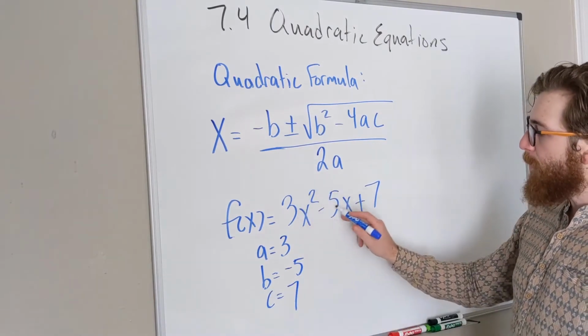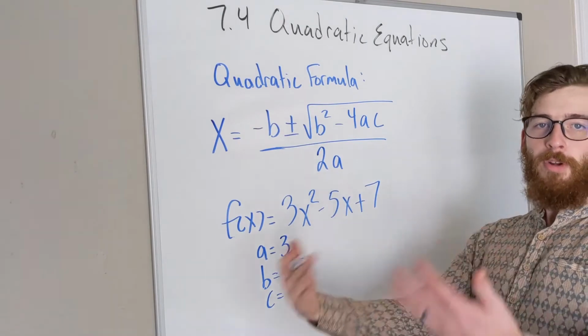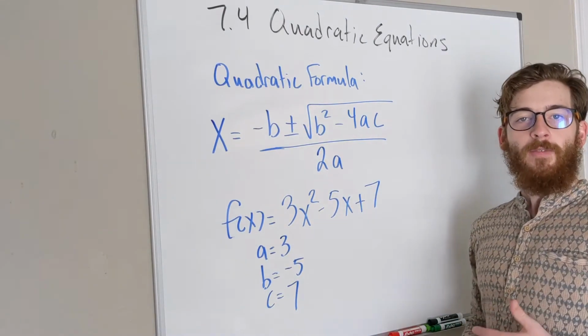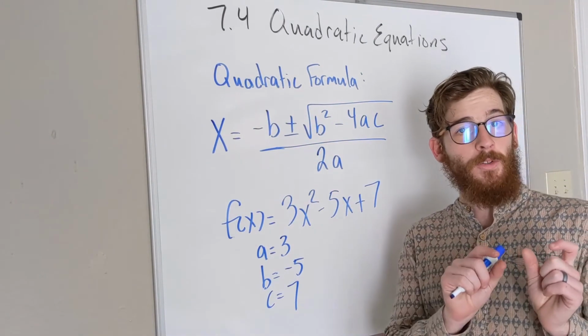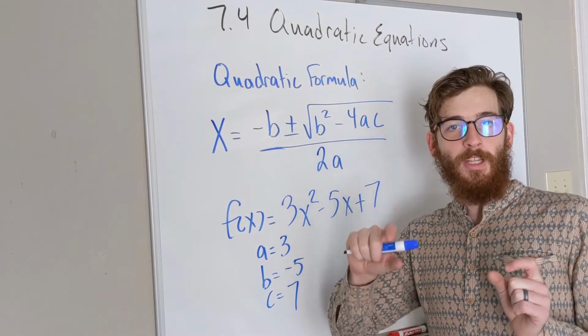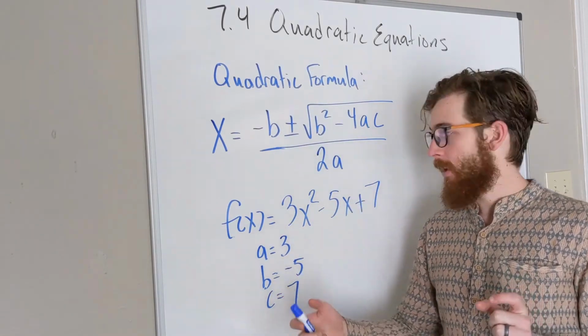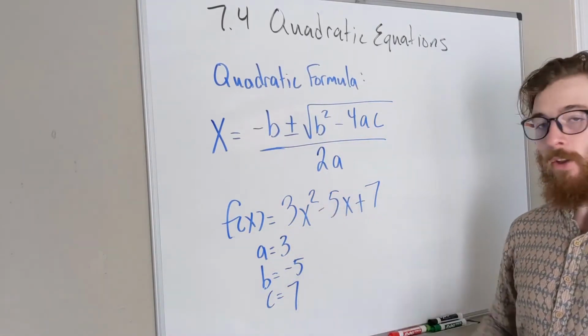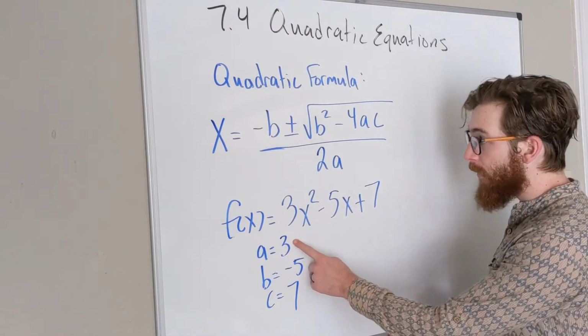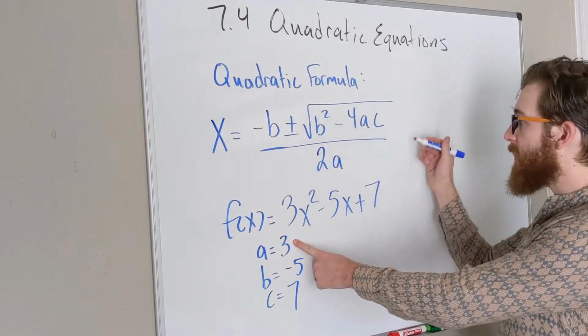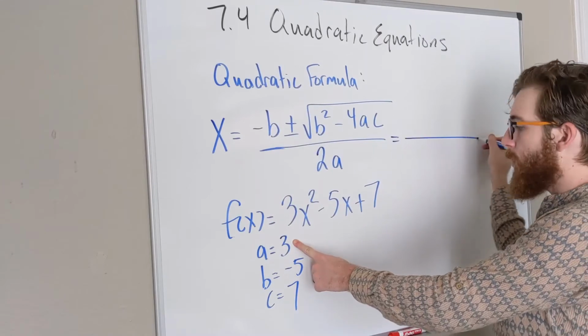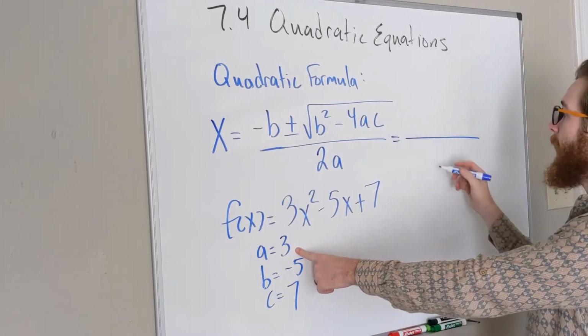It's always a, b, c. Remember from the previous video that quadratic functions are f of x equals ax squared plus bx plus c. So if I have a negative, I have to include it. Okay, so now everywhere I see a in this function, I'm going to replace it with 3.